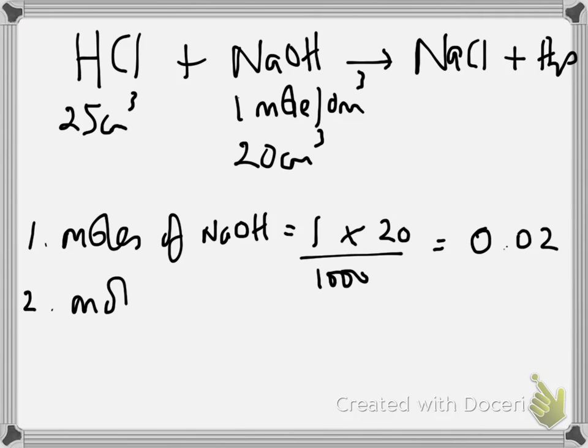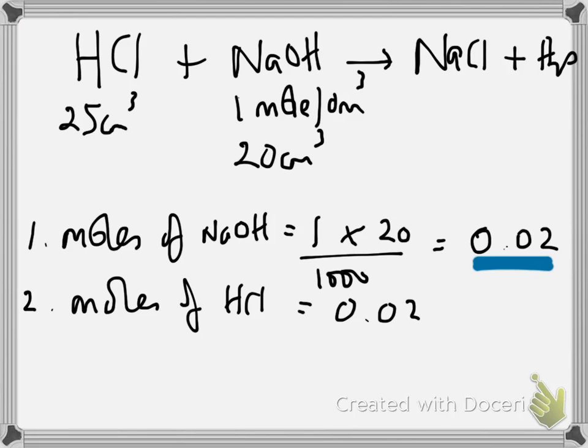Moles of HCl is equal to? Volume times concentration. No, come on. The ratio is 1 to 1. So if we've got 0.02 moles of this, how many moles of acid have we got? 0.02. It's 1 to 1. Whatever moles of this we've got, they'll be the same as the moles of this.